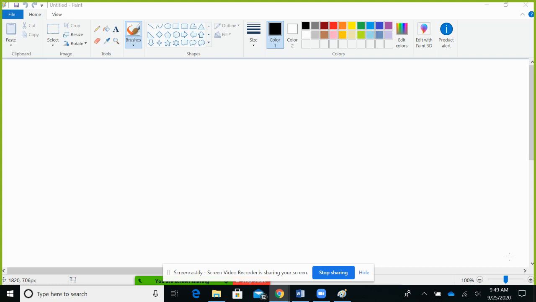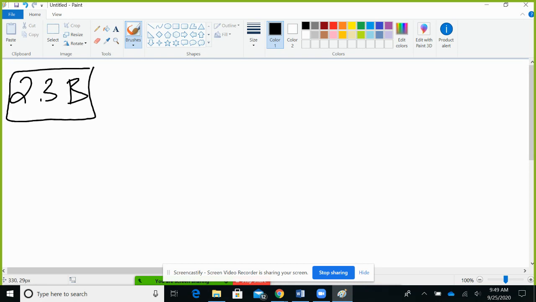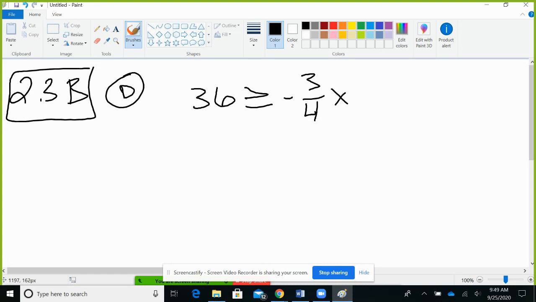All right, this is some review for 2.3b, the riddle worksheet. 2.3b. First one we're going to look at is the letter B. 36 is greater than or equal to negative 3/4 x. All right, Bree, you walk me through this one.